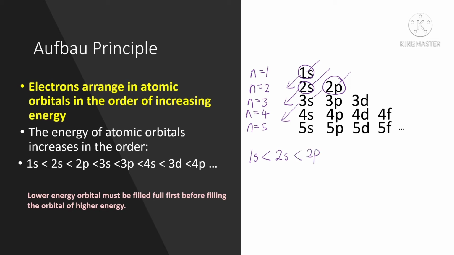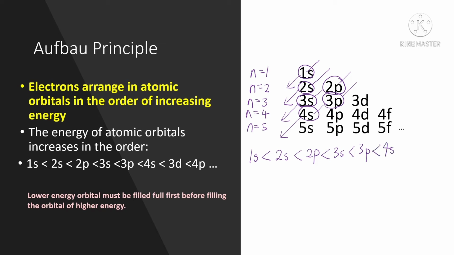Then for the third arrow, after passing through 2p, it also passes through the 3s subshell, so after the electrons fully fill the 2p subshell, they need to fill the 3s subshell. For the fourth arrow, when we draw diagonally, it passes through the 3p subshell first, so after fully filling the 3s subshell, the electrons must go to the 3p subshell. After fully filling the 3p subshell, it will go to the 4s subshell.